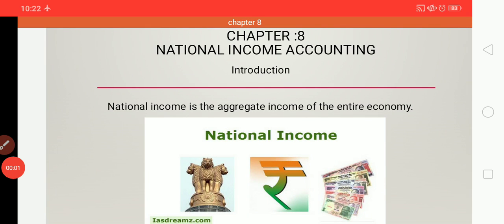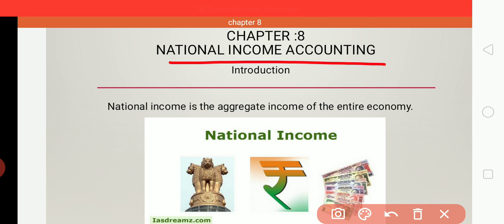Good morning, everyone. Today we will start up the new chapter. In this chapter, we will introduce the fundamental functioning of a simple economy. Here we will describe some primary ideas, how everything works, and also how we can view the national income. The chapter is National Income Accounting.